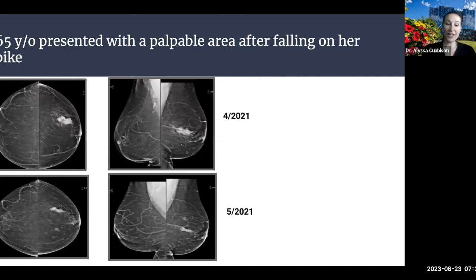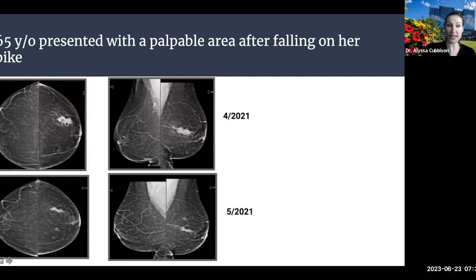Now, I showed a lot of cancer, and I wanted to end with this case for asymmetry's sake, because certainly not everything is cancer, and not every asymmetry is cancer. So in this case, this was April of 2021. This patient had a very impressive focal asymmetry in the lateral subareolar left breast.